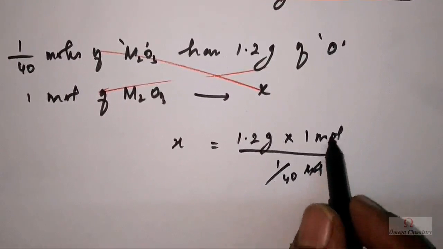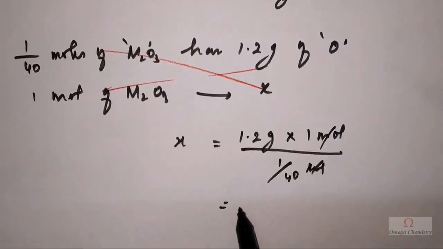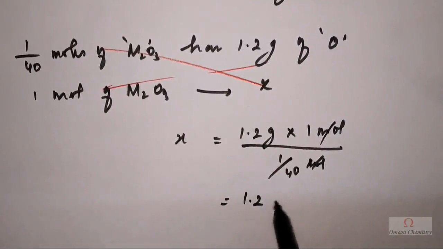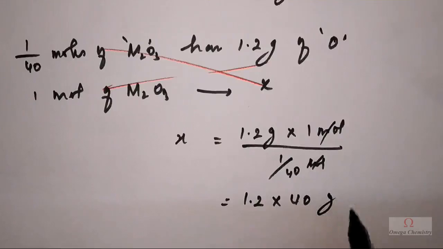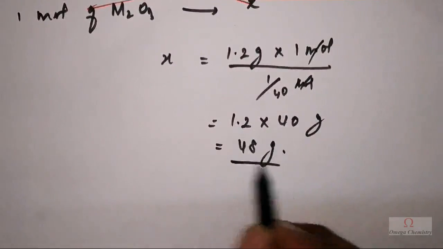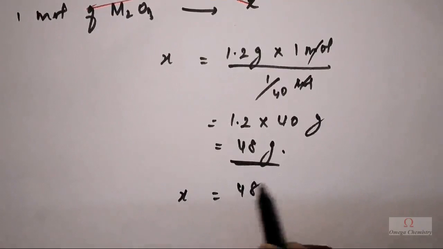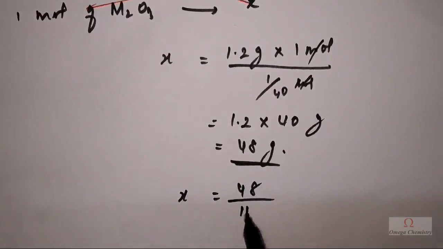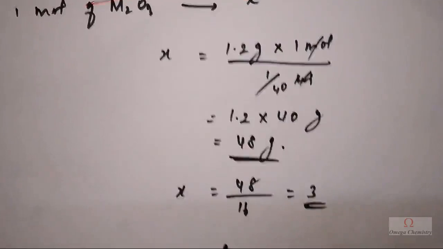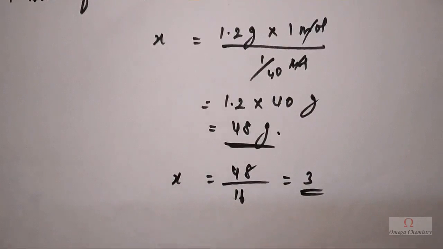Fine, this moles will get cancelled, and upon calculation, 1.2 into 40, this is what I will get, which will amount to 48 grams, right? And now how to calculate the number of oxygens. We know 16 is the atomic mass of oxygen, so X can be found out by just dividing this 48 by 16, which will give me 3, which means I understand that there are 3 oxygen atoms present in the metal oxide. So that's our answer.